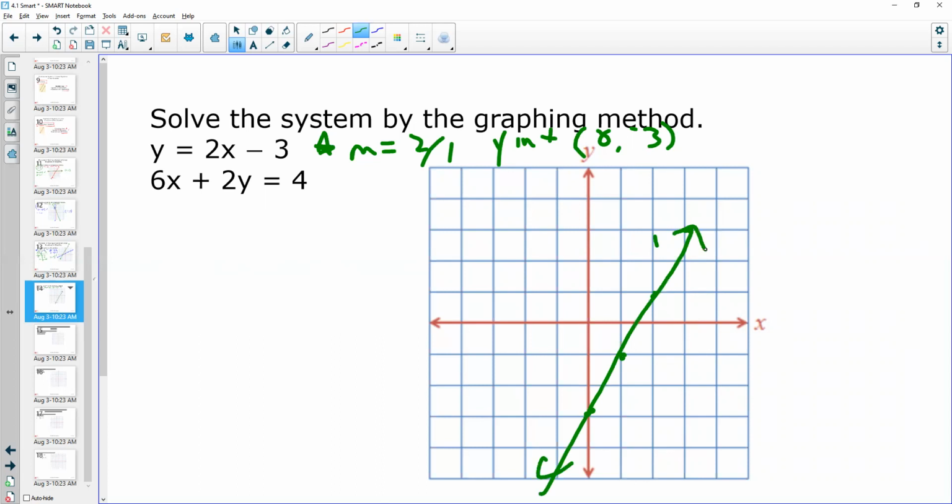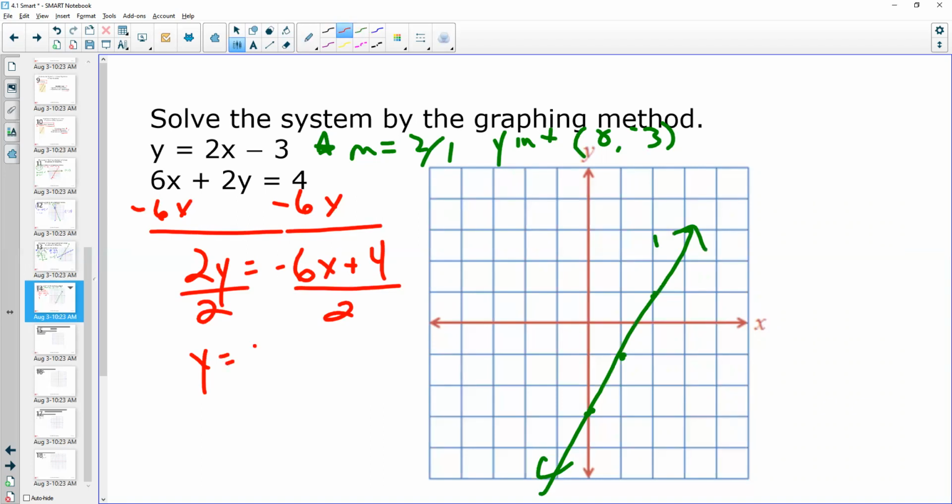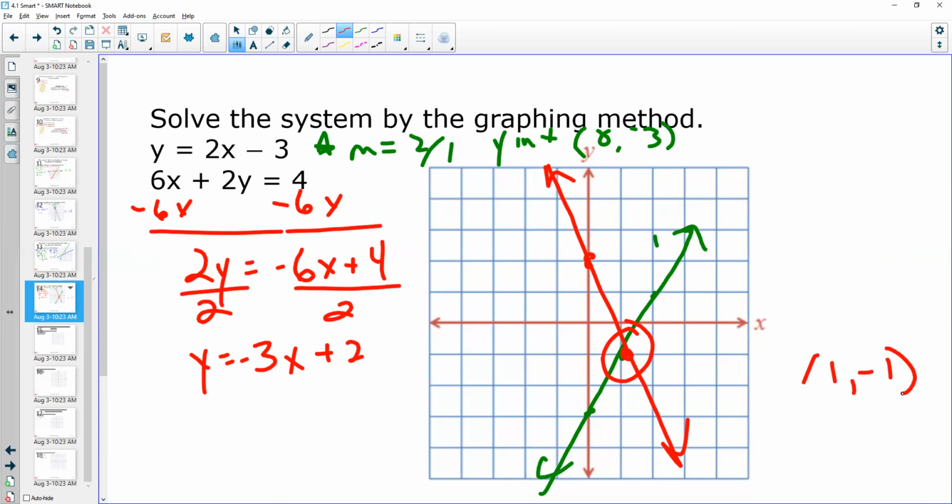The second one I do need to transform. Let's do that in another color, -6x. I get 2y equals -6x plus 4. Divide everybody by 2. I get y equals -3x plus 2. Okay, so in this case, the y-intercept's at 0, 2. Boy, I'm backwards today. And down 3 over 1. Huh. Our line works out right away. So now we can see that point is at 1, -1. And you can check that in your equations to see if it's right.